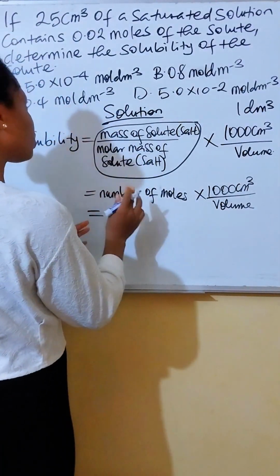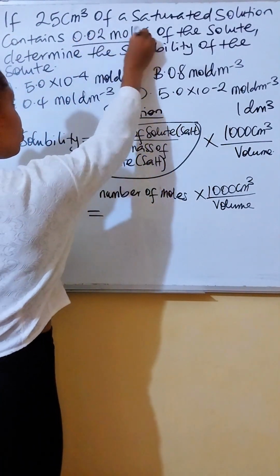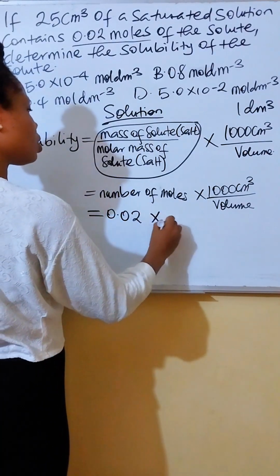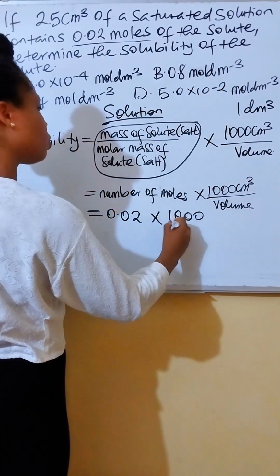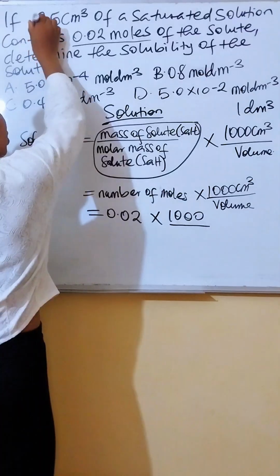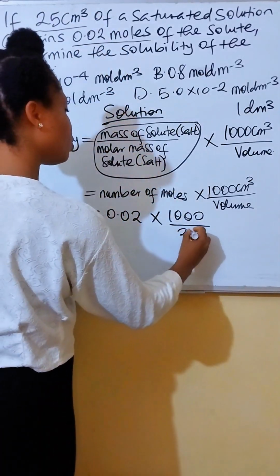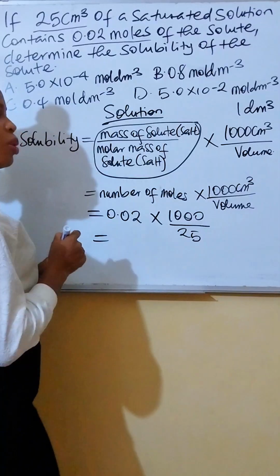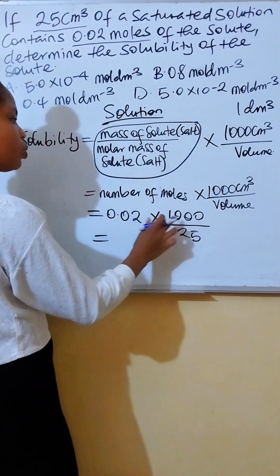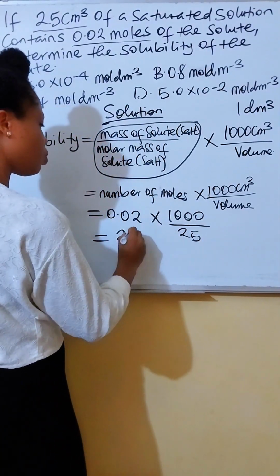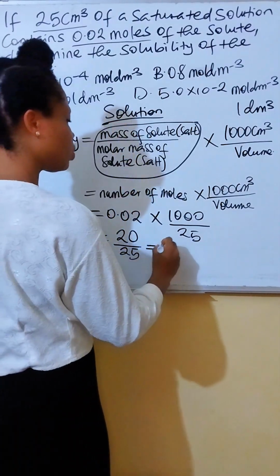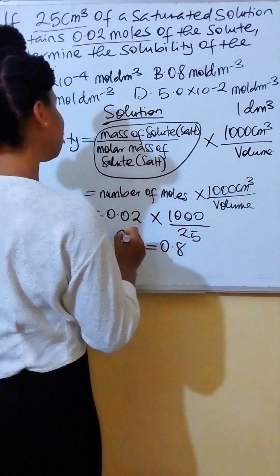The number of moles given to us is 0.02 moles. So we have 0.02 times 1000 over, the volume given to us here is 25 cm cube. So over 25. When we multiply out and divide, 0.02 multiplied by 1000 is going to give us 20 over 25. And 20 over 25 will give us 0.8.